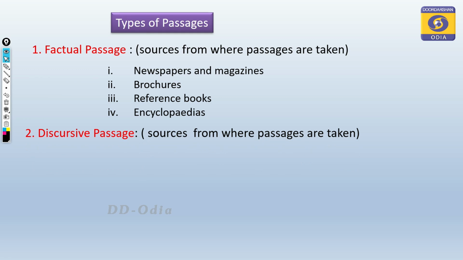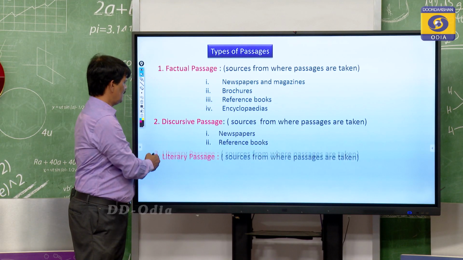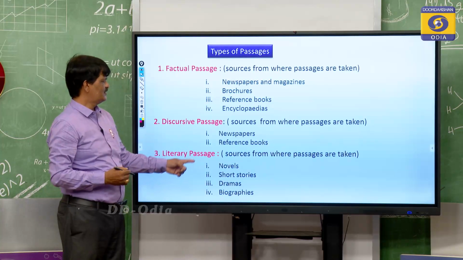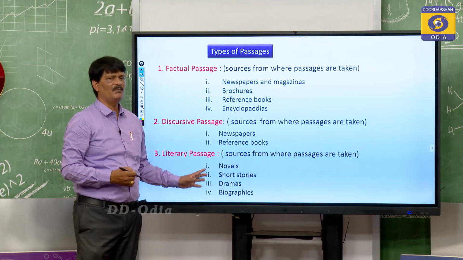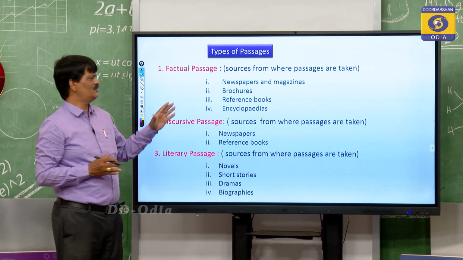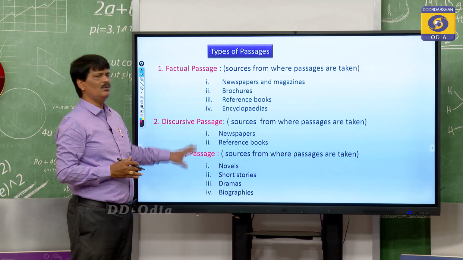Discursive passage is taken from reference books, newspaper headlines or topics regarding a discussion. In higher studies, easily you cannot do it. Another one is your literary passage, and it is derived from novels, short stories, drama and biographies. This is mainly where we can get the passage. Though it is not in the 10th class, you have to know it.